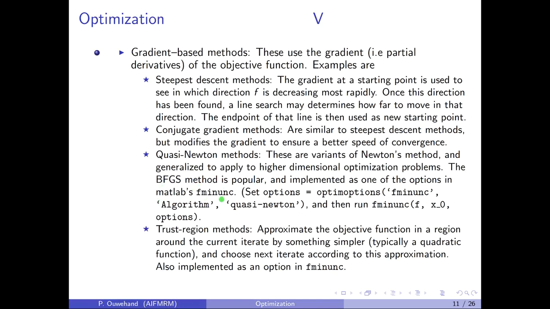Here you will need to learn how to change the options of an optimizer inside MATLAB, as shown here. And then there are trust region methods, which are like Brent's method in that they approximate the objective function in some region, usually by interpolation of a quadratic, in order to choose the next iterate. This can also be implemented as an option in fminunc.